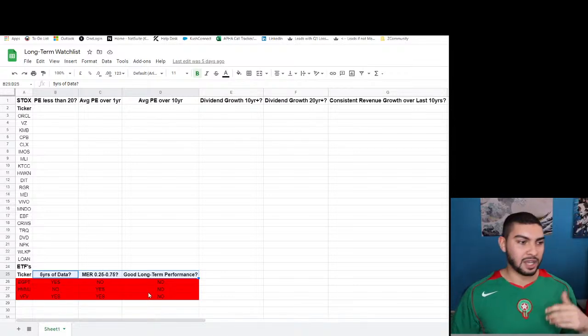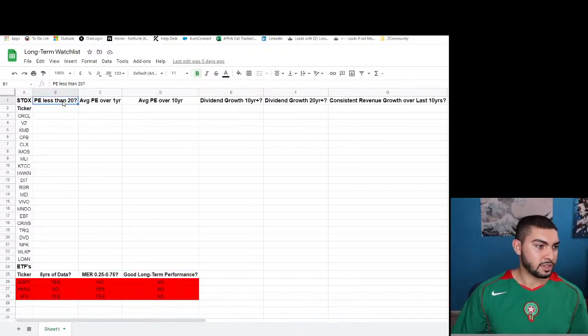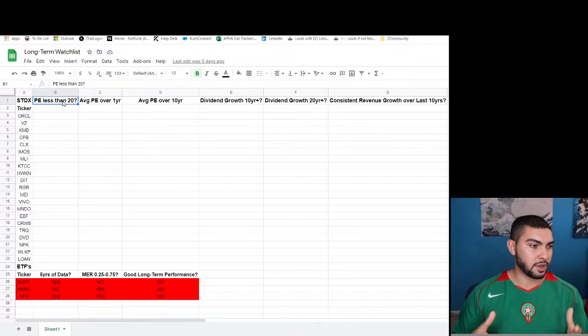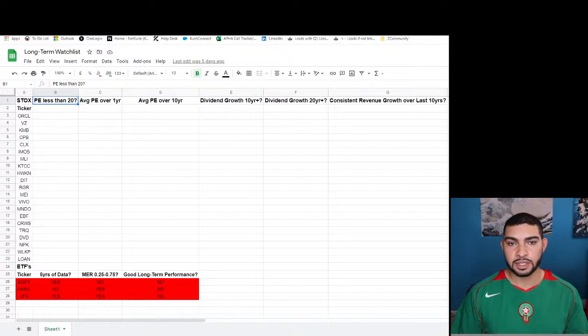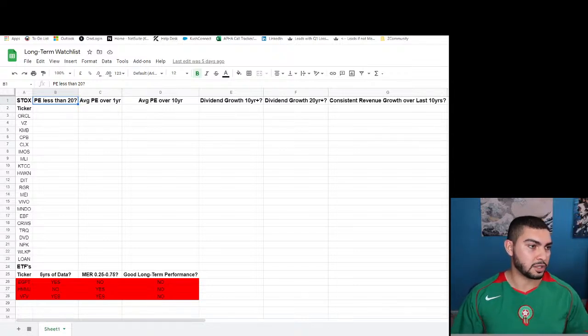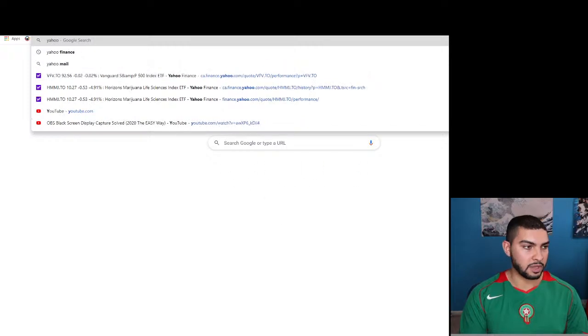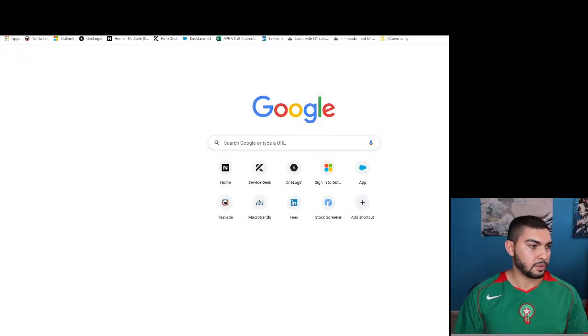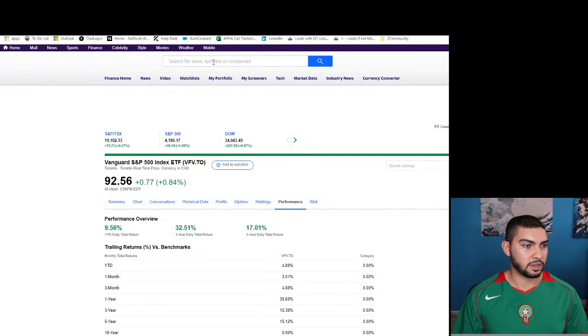Alright, so as we've discussed before, the first decision criterion that we're going to look at is whether or not these stocks have a PE ratio of less than 20. In order for us to find this out, we're going to be using Macrotrends or even Yahoo Finance to figure out if the current PE ratio is below 20 or not. So let's go ahead and open up Yahoo Finance. I'll just go to that quick shortcut. Of course, it's VFV, but completely ignore that for now.